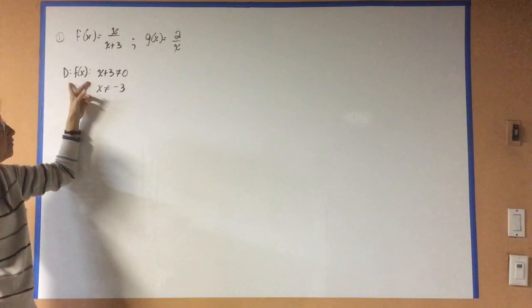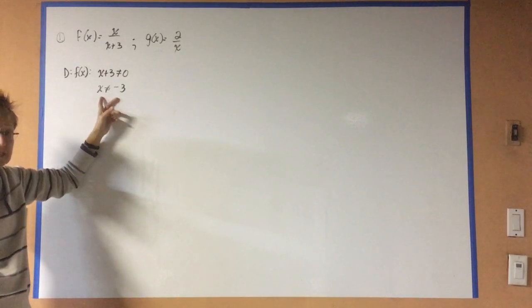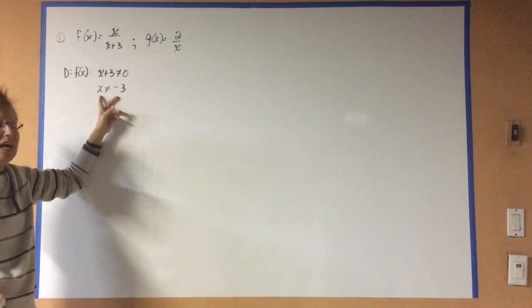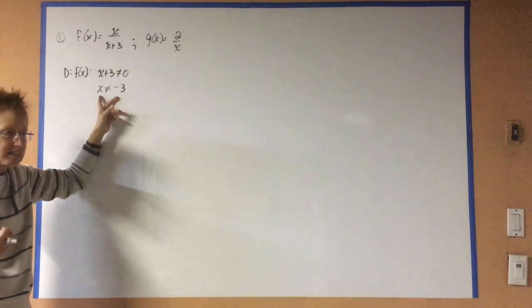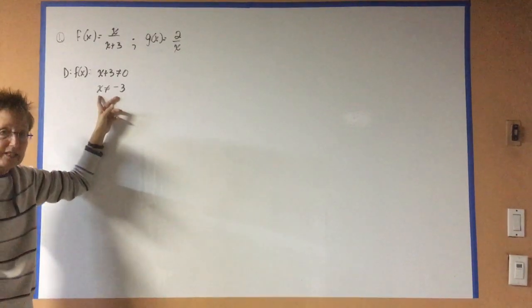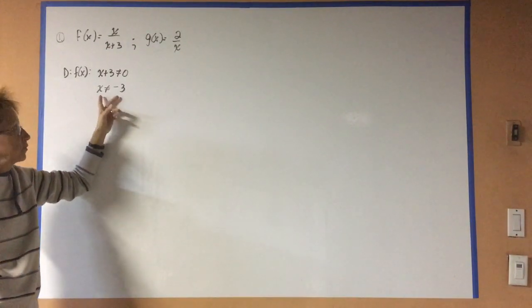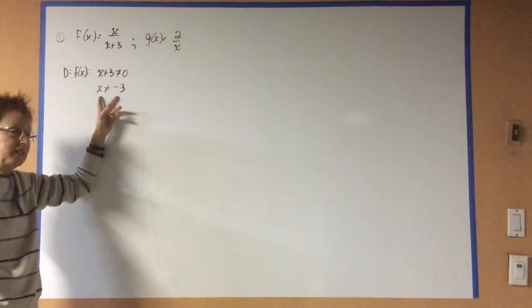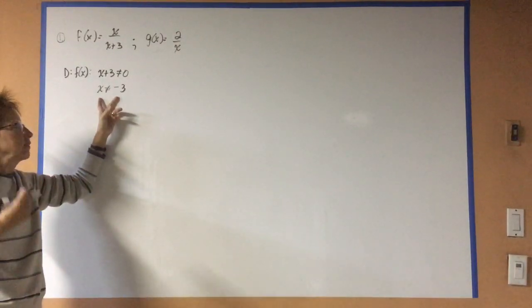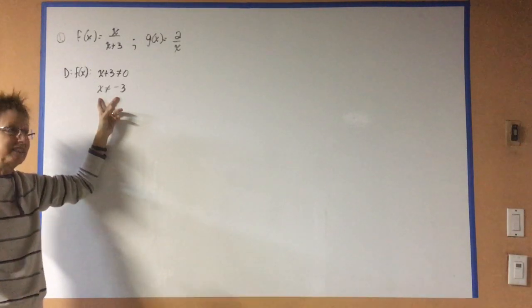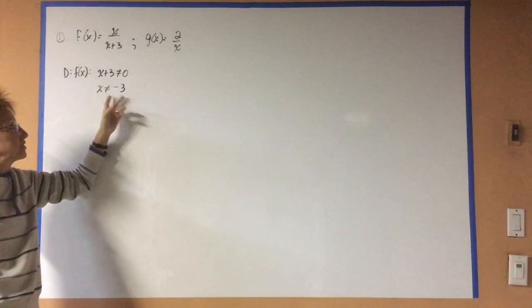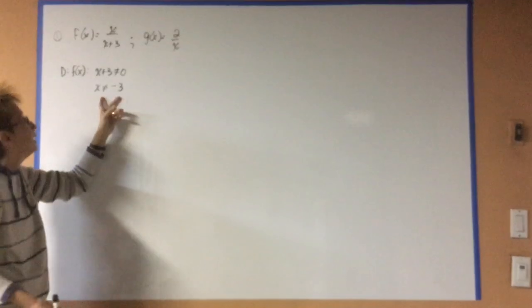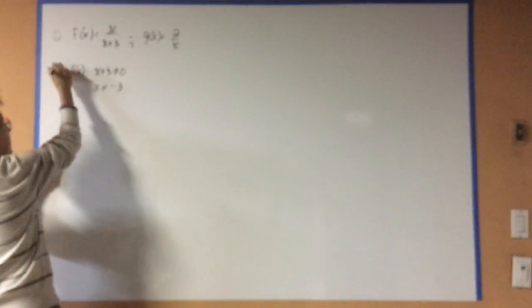So my domain of f of x, the only restriction is that x can't equal -3. And it's fine to write it that way. Since they aren't asking for it specifically in interval notation, I'm just going to write it as the restrictions. If they wanted interval notation, then I'd go negative infinity to negative 3, parenthesis, union, parenthesis, negative 3 to infinity. In other words, everything but negative 3. So there's the domain of f of x.